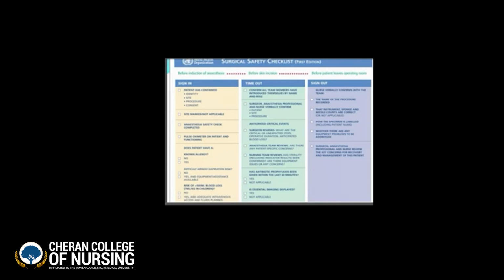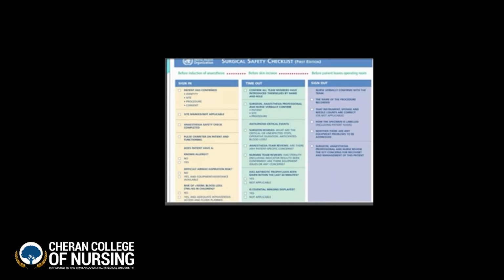Okay, and regarding the antibiotic prophylaxis, whether the patient has taken the antibiotic within the last 60 minutes, it should be confirmed, and whether any essential imaging is displayed in case it is needed. Okay, so these are in the timeout.